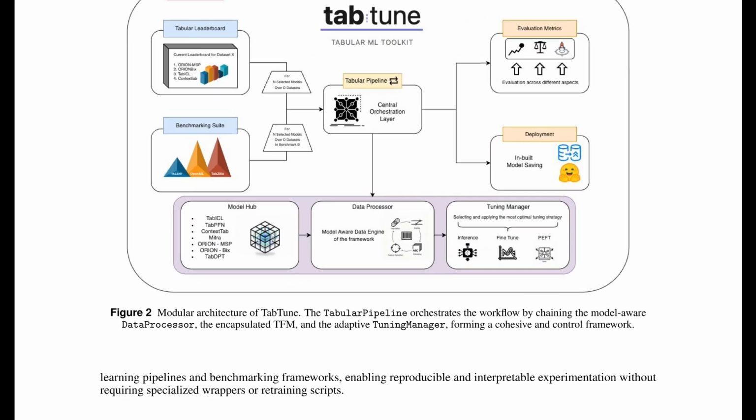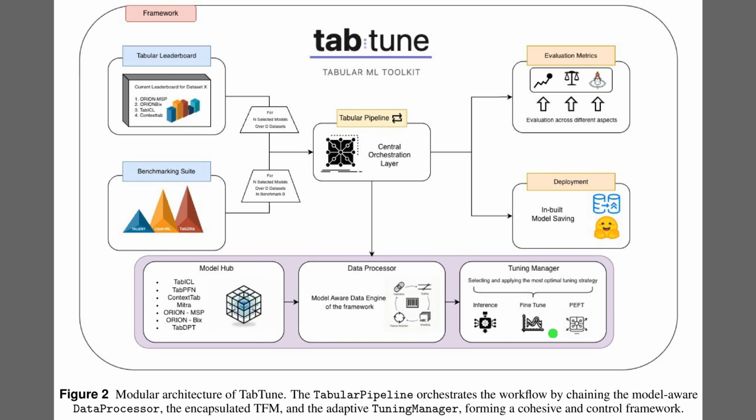Alright, Figure 2 shows how the system turns many moving parts into one consistent pipeline. The central orchestration layer routes data and choices, so users call one interface, while the library handles model specifics. On the bottom band, the data processor, model hub, and tuning manager run preprocessing, select a tabular foundation model, then apply zero-shot, fine-tuning, or parameter-efficient tuning with LoRA. To the right, evaluation and deployment complete the workflow.